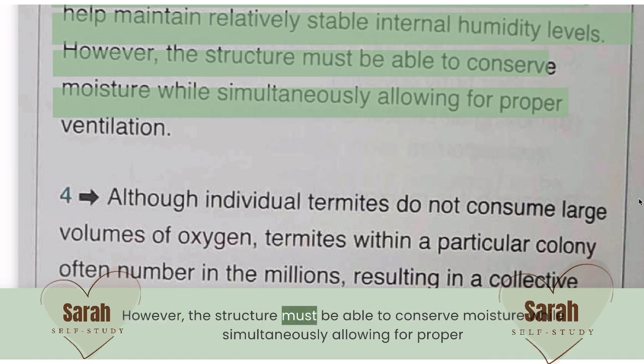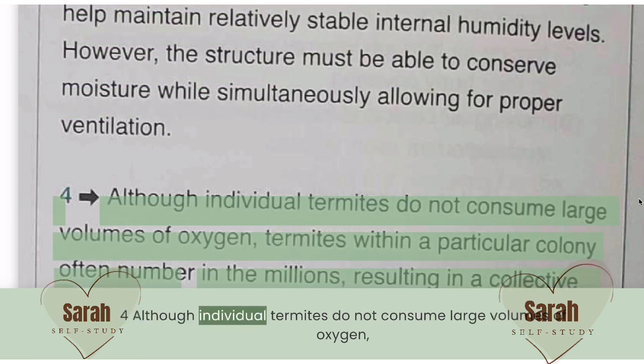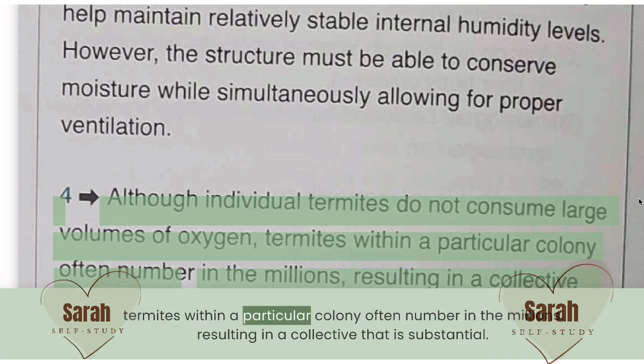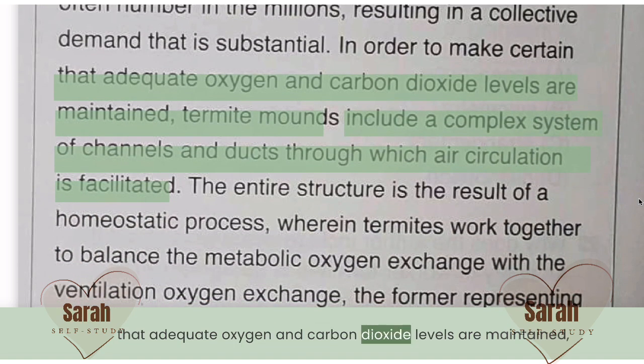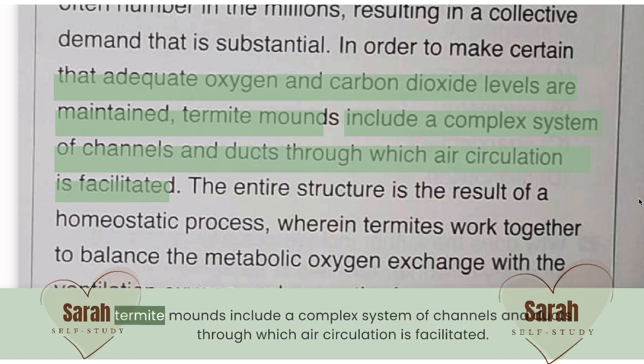However, the structure must be able to conserve moisture while simultaneously allowing for proper ventilation. For although individual termites do not consume large volumes of oxygen, termites within a particular colony often number in the millions, resulting in a collective demand that is substantial. That adequate oxygen and carbon dioxide levels are maintained, termite mounds include a complex system of channels and ducts through which air circulation is facilitated.